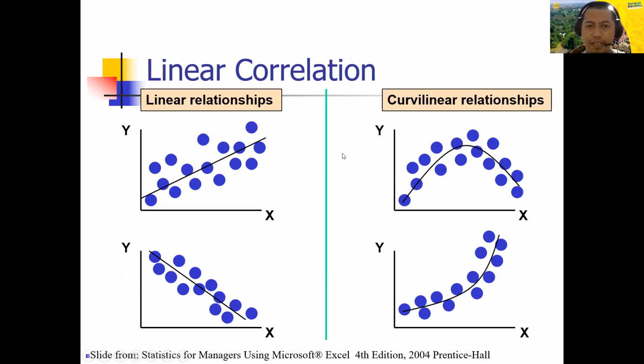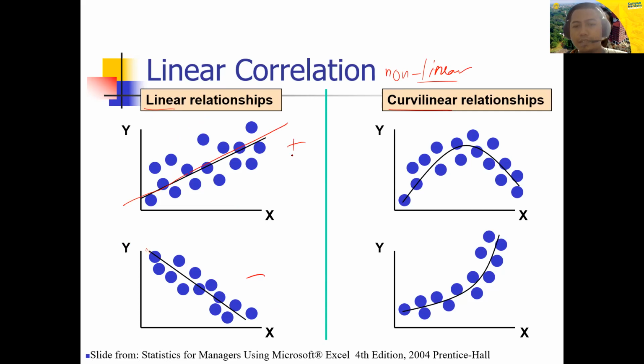Okay, in this slide, I want to show you the difference between linear and curvilinear. I mean, we can say simply non-linear. You can see here the linear. It means that the predictive function can be drawn as a straight line, whether increasing or decreasing. You can see here, linear.